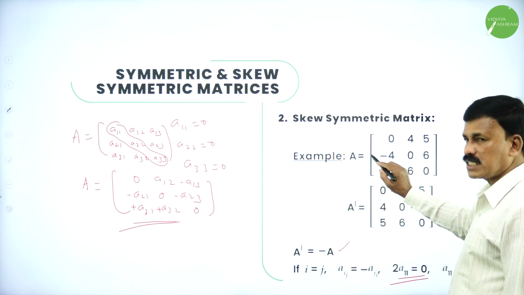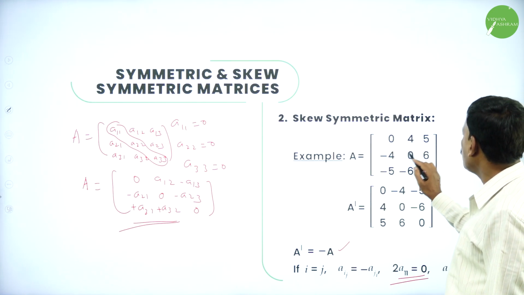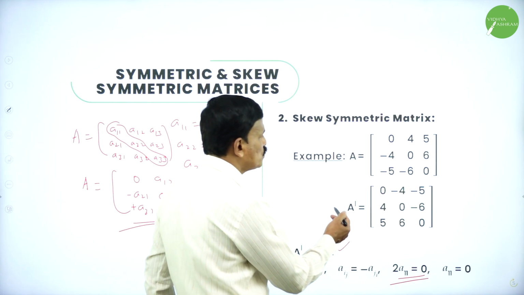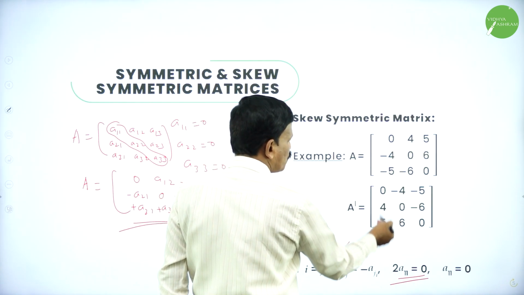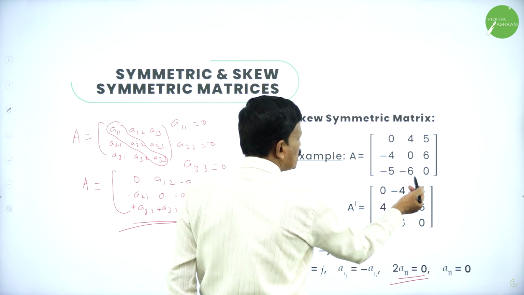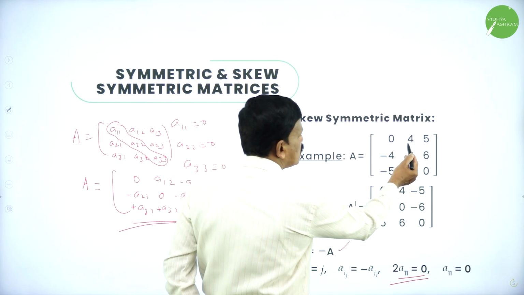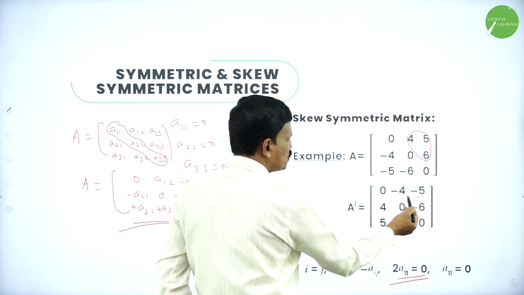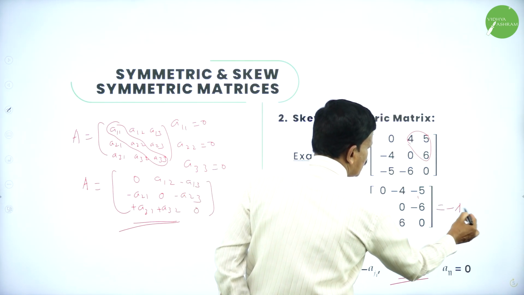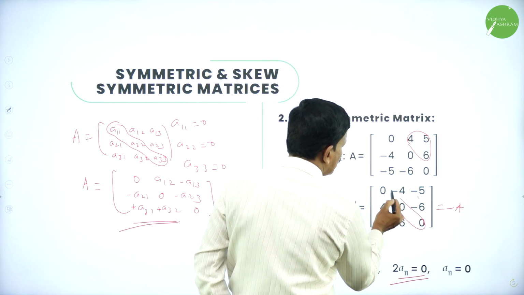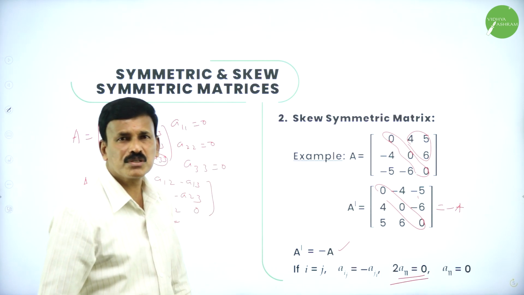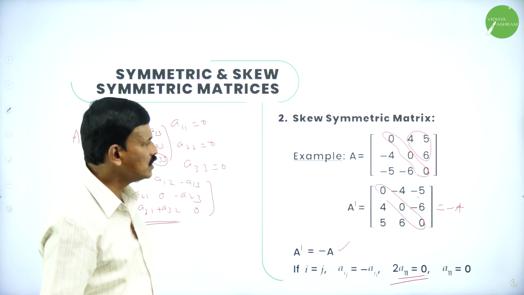Let us consider an example. A is equal to 0, 4, 5, minus 4, 0, 6, minus 5, minus 6 and 0. The transpose of this is 0, 4, 5, minus 4, 0, 6, minus 5, minus 6. So see here, all these positive elements will convert to negative and the negative becomes positive, that is nothing but minus A. Further, the elements in the principal diagonal are zeros. So this is an example for a skew symmetric matrix of order 3 rows and 3 columns.